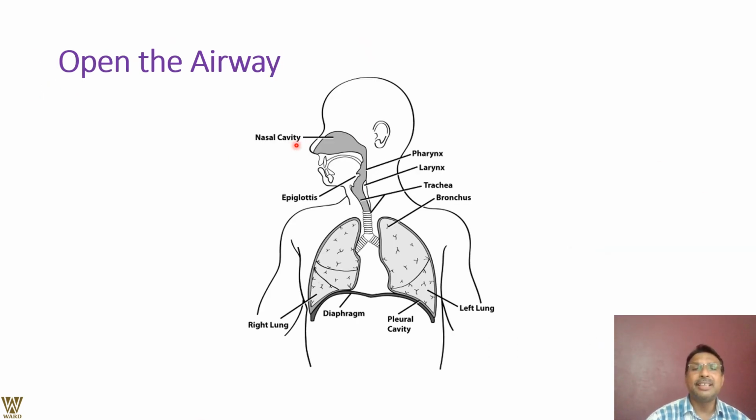So, open airways, as I said, the nasal cavity and your tongue. This is where the pharynx and the larynx are, where your air passes, and this gets blocked because of your tongue falling back. Your lungs are not able to access any oxygen. So what needs to be done, and how do you go about it? That is what needs to be understood time and again.